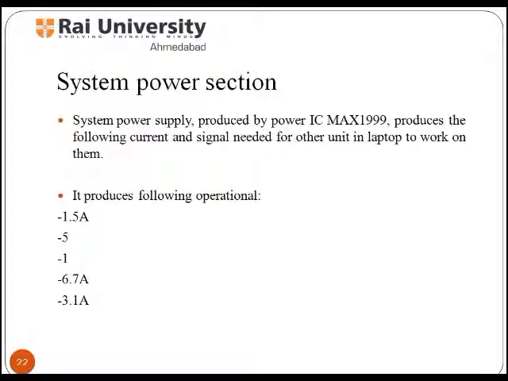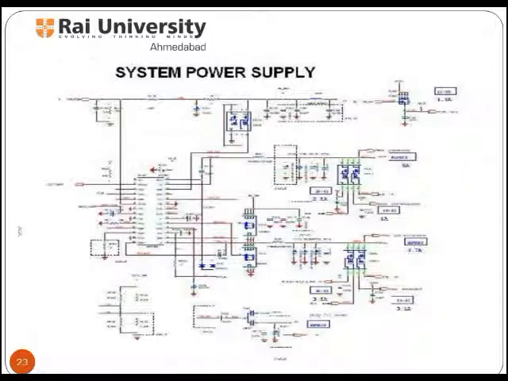The very first section in which the motherboard is categorized is the system power section. Every laptop power supply has a special connector that attaches to the motherboard, giving power to the system processor, memory and all slotted add-on boards. Attaching these connectors improperly can cause damage to both your power supply and motherboard. The system power supply produces the current and signal needed for other units in the laptop to work. Now you can see the system power supply block diagram.